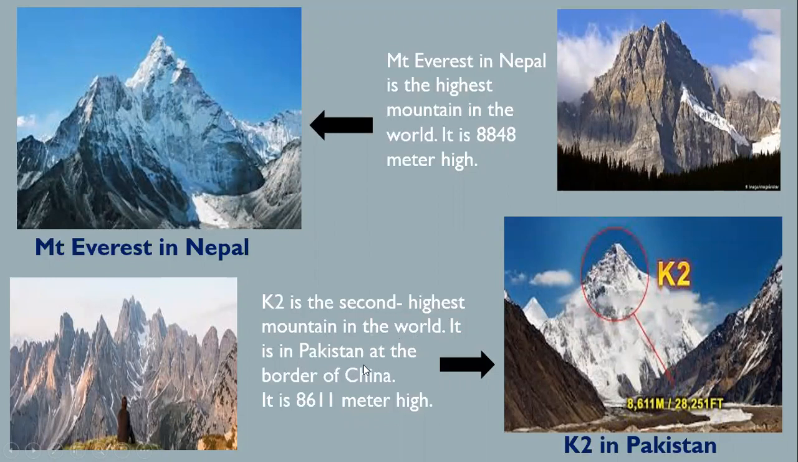It is in Pakistan at the border of China. It is 8,611 meters high. Only a difference of almost 200 meters between them. This is Mount Everest, and this is K2. This is in Pakistan, 8,611 meters high. These are so steep mountains, and it's very difficult to climb, but climbers are always trying to climb them. Many of them reach the top of K2.